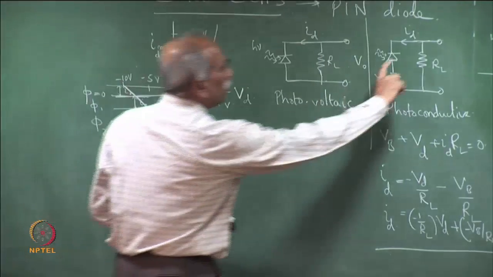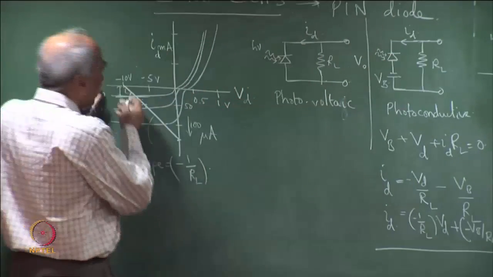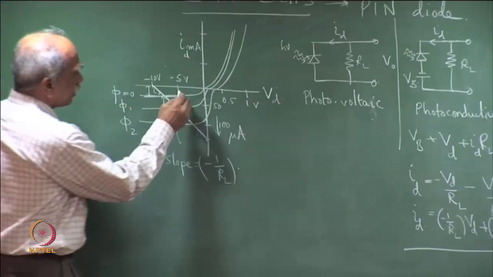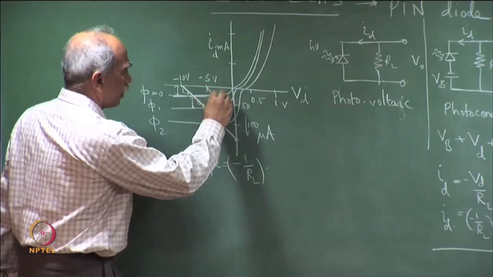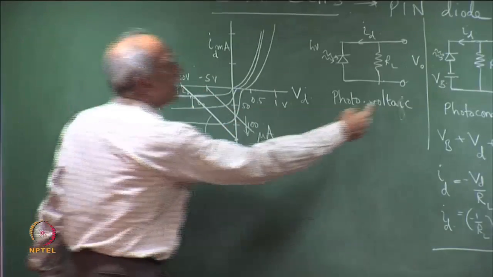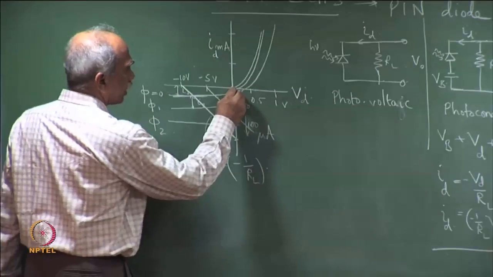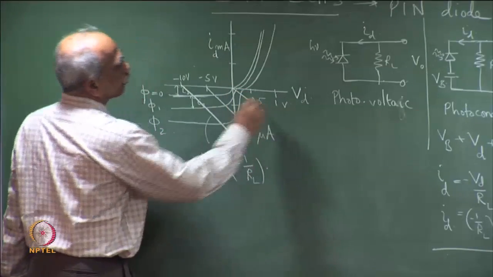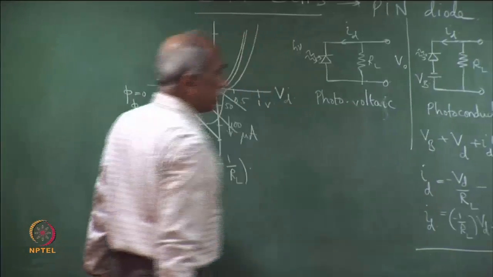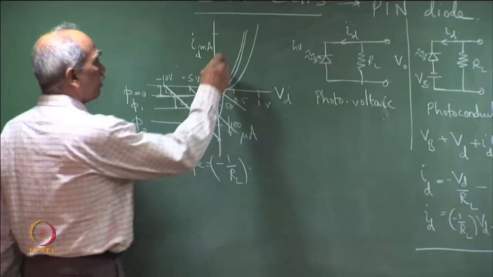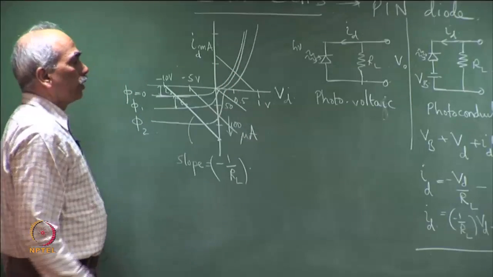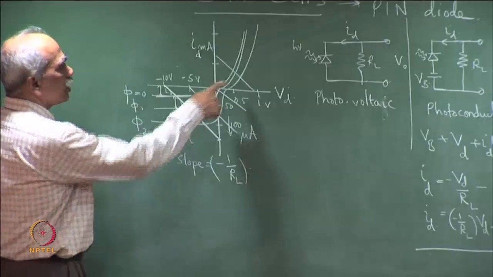If VB turns out to be 0, or let us say we reduce VB to minus 5 volt, then this curve will shift here. The new load line will be this. If we turn off VB to 0, the load line will be here. And if we forward bias this, then the load line will be here. Please note that all of them are parallel.